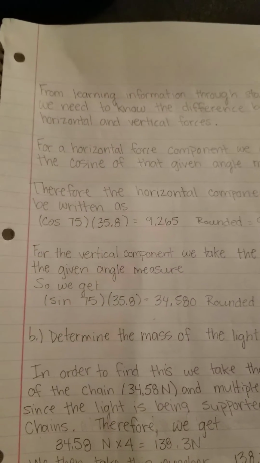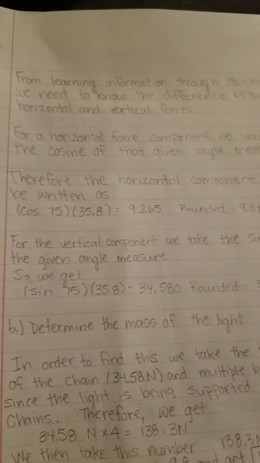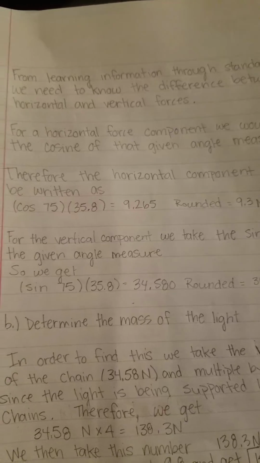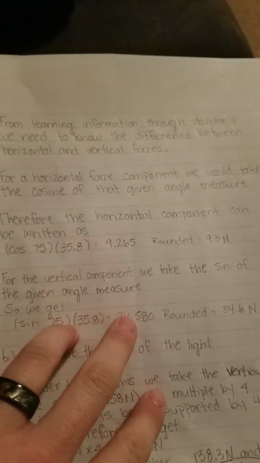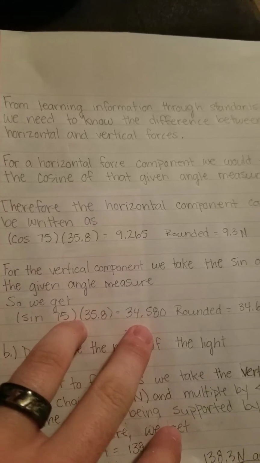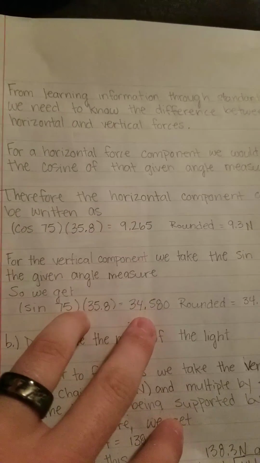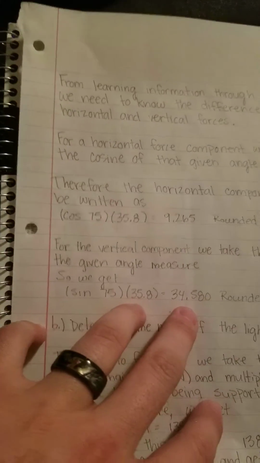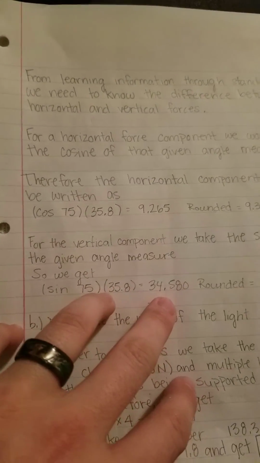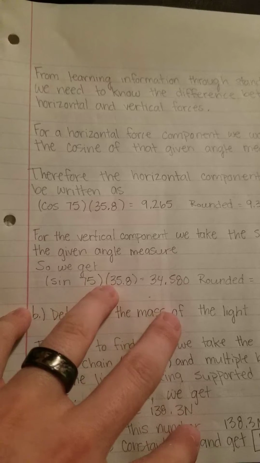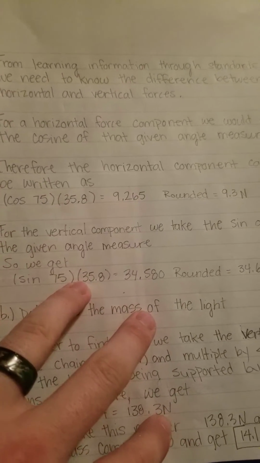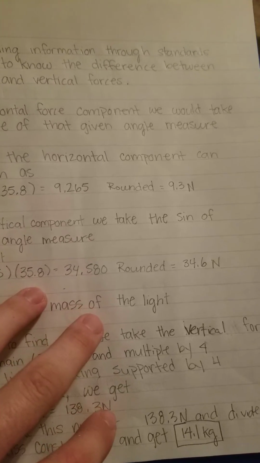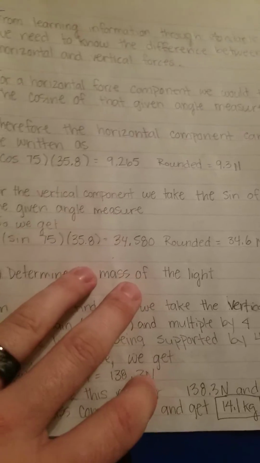So to first go about part A of the problem, we know from the standards that we're taught in class that we need to know the difference between horizontal and vertical forces. For a horizontal force component, we would take the cosine of the given angle measurement and multiply it times the force in each chain. Therefore, we're going to get cosine 75 times 35.8, which is going to give us 9.265, which as you can see I rounded to 9.3 newtons.